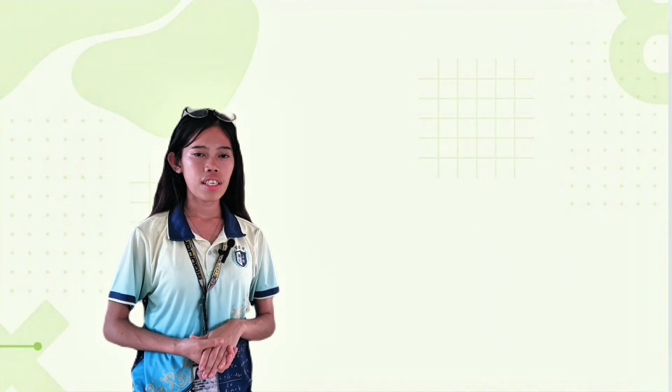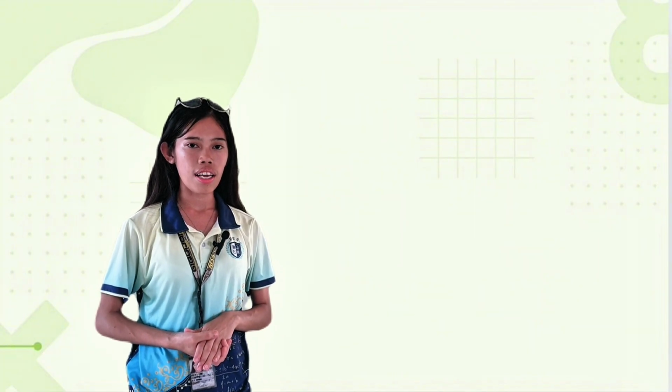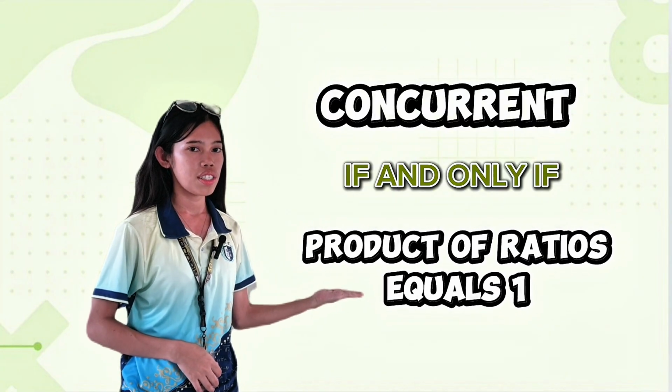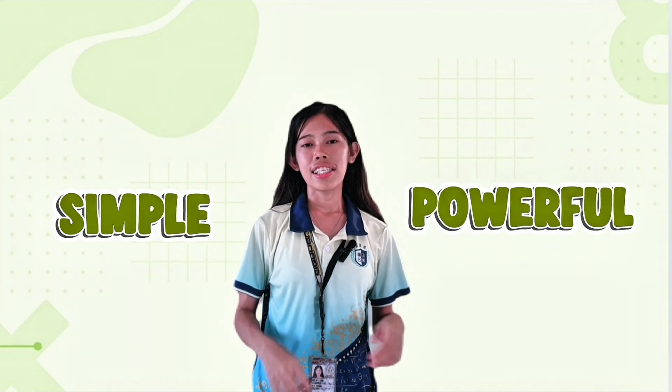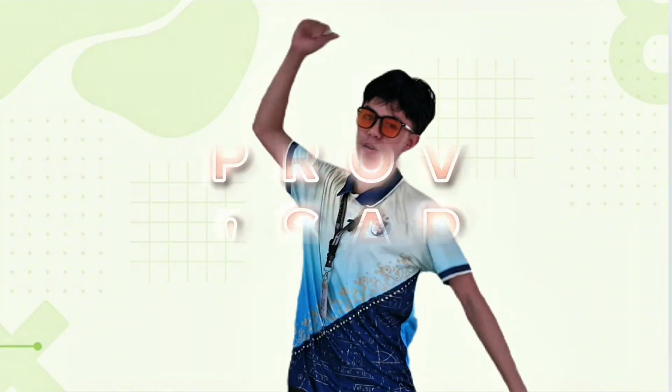So, in summary, Ceva's theorem states the lines from each vertex to the opposite sides are concurrent if and only if the product of ratios equals 1. It's simple, powerful, and just like a good group project, everything works only if everyone contributes perfectly. So next time, if you see a triangle with lines meeting, don't say wow, say Ceva's approved.